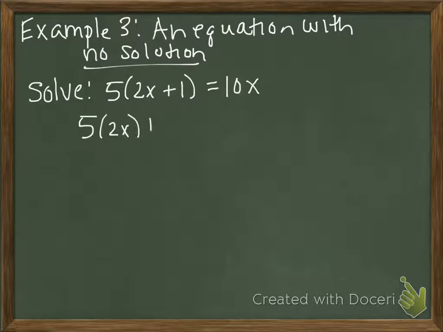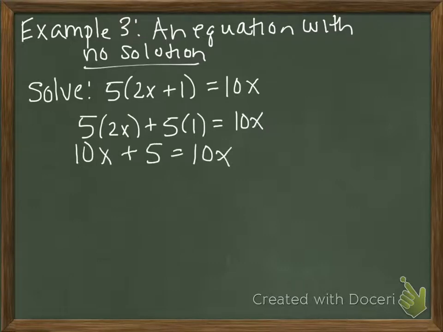And we are going to use our distributive property. So we have 5 times 2x plus 5 times 1. We have to distribute the 5 within the parentheses. Equals 10x, and we simplify. 5 times 2x is 10x, plus 5 equals 10x.